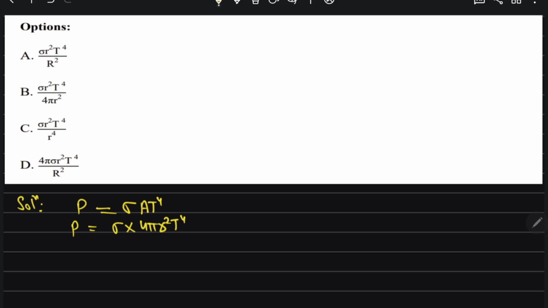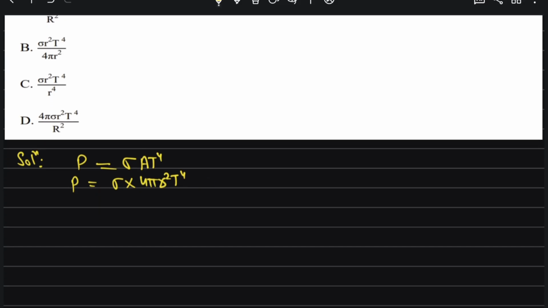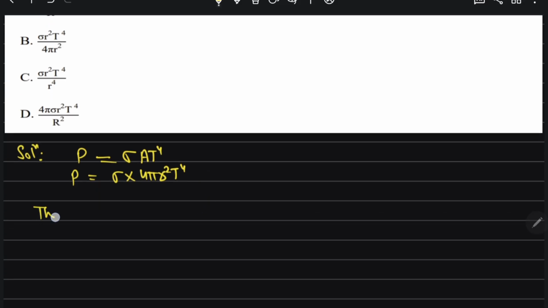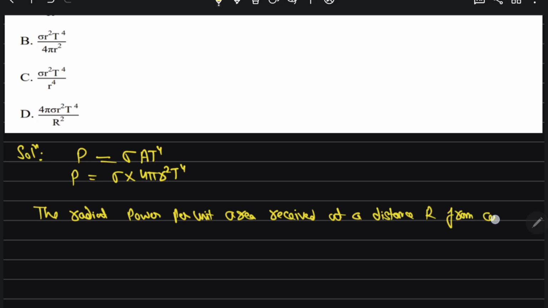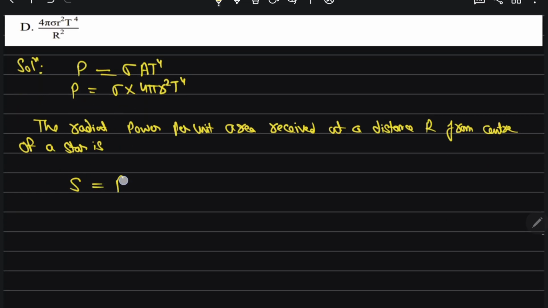R is the radius of the star and sigma is the Stefan constant. So the radiant power per unit area received at a distance r from the center of a star is S, that is, power upon 4 pi r square. The distance they have given, 4 pi r square.